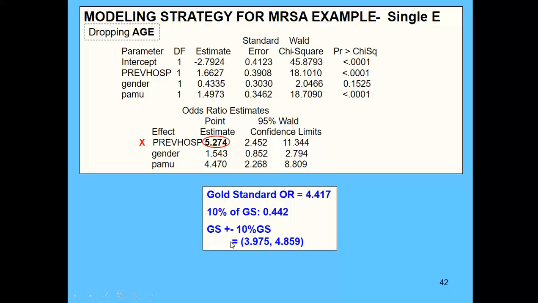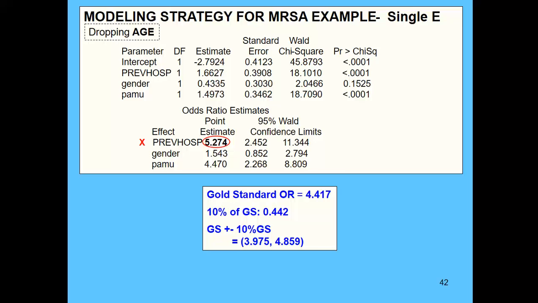Now look at what I've done on this slide. I've dropped age. Do you see age in this model? It's not in this model. Now, when I drop age and I look at the coefficient of the exposure variable, it's 5.274. Why did I put an X over here? Because it's not within this interval. If I drop age, I get an odds ratio that's more than 10% from the gold standard.